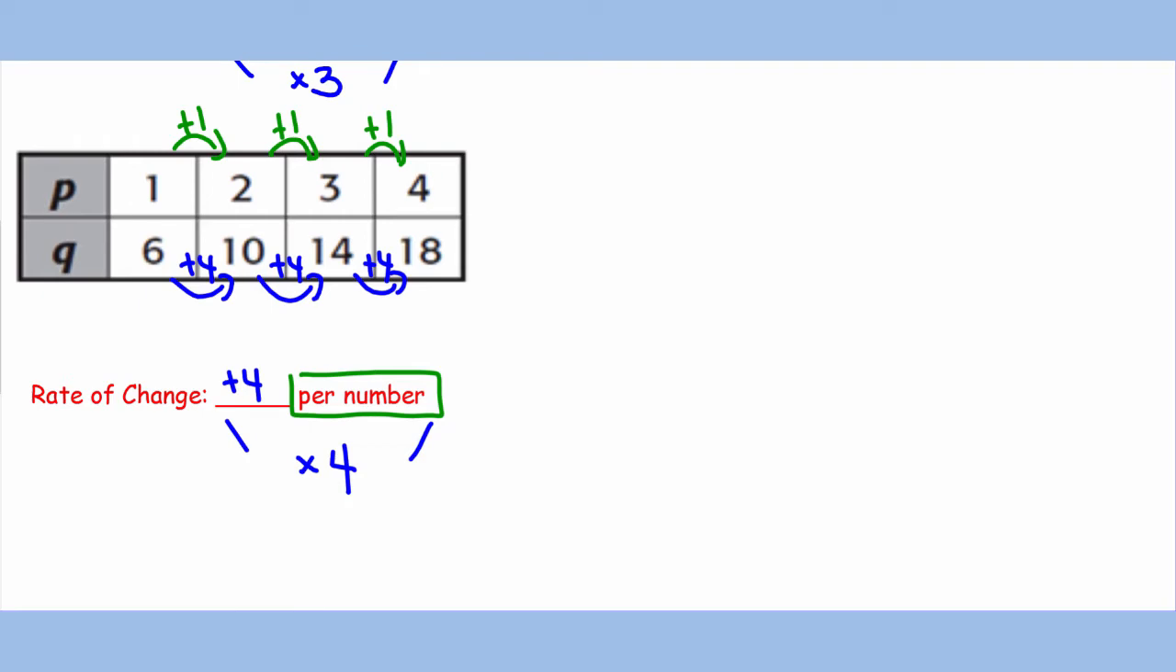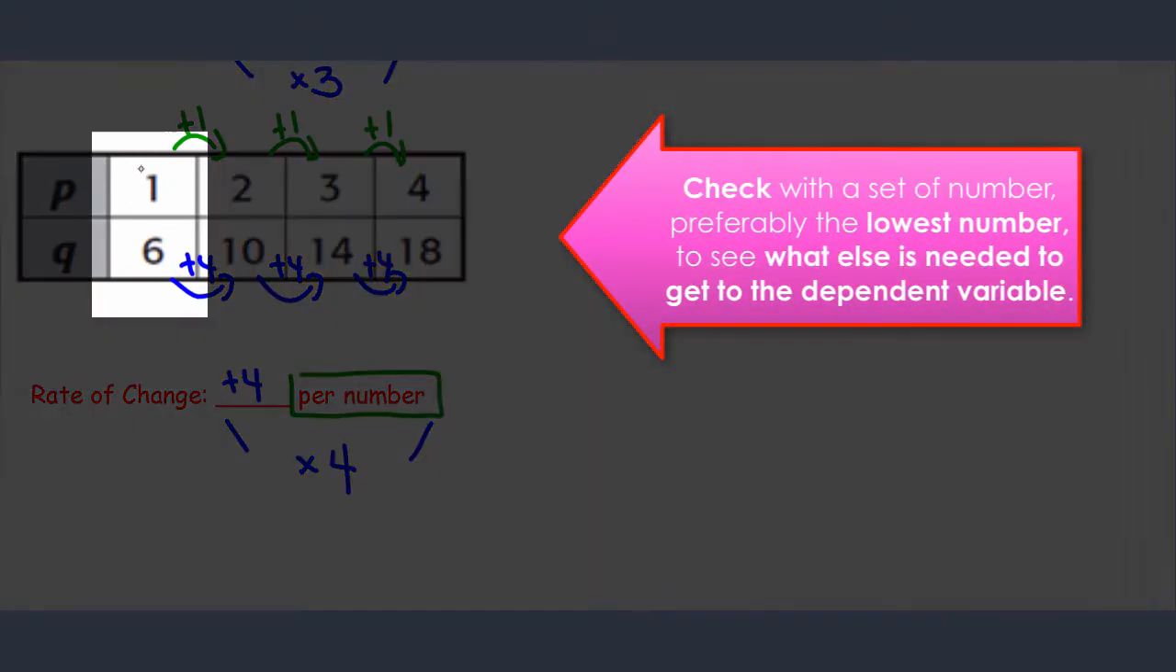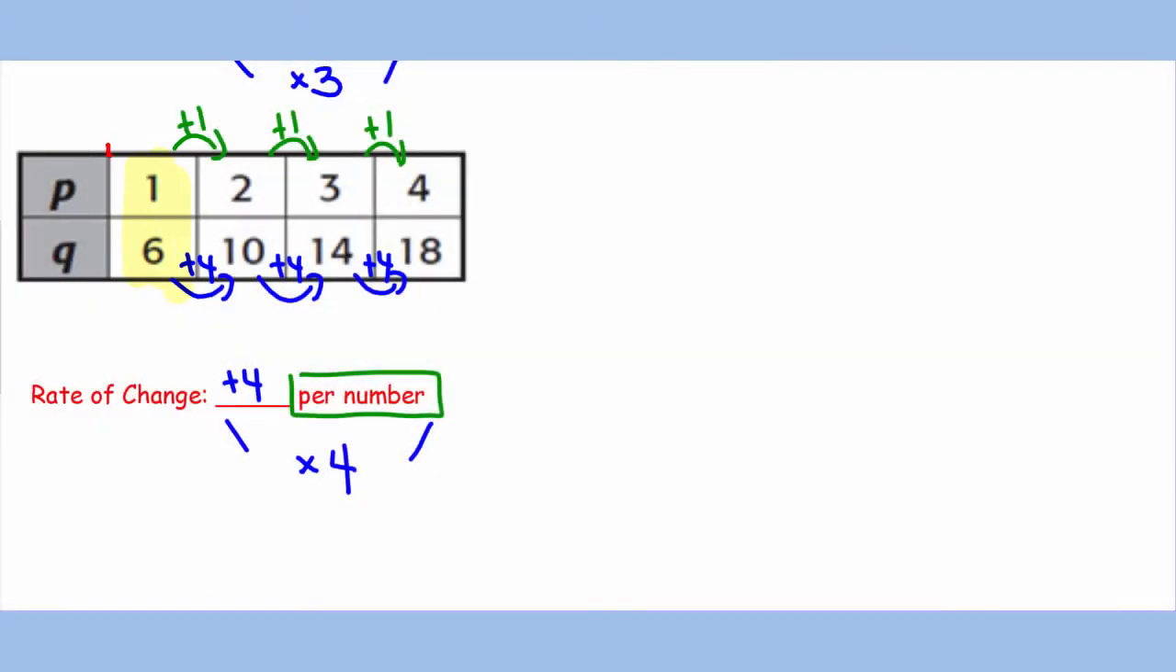And as we have said earlier, let's check and see if we need anything else in the equation. We check with the first number right here. 4 times 1 is only 4. To get to 6, we need to add 2 more. And this would translate to the fact that P times 4 or 4P plus 2 will equal Q.